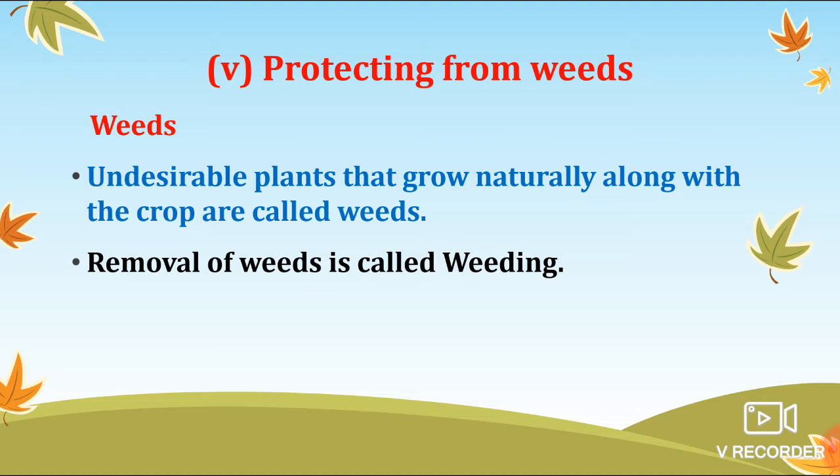I have told you that undesirable plants that grow naturally along with the crop are called weeds. So these are unwanted plants which are there with the crops you have grown in the field. These are unnecessary things. Okay, so what is weeding? To remove these weeds is called weeding. The removal of weeds is called weeding.